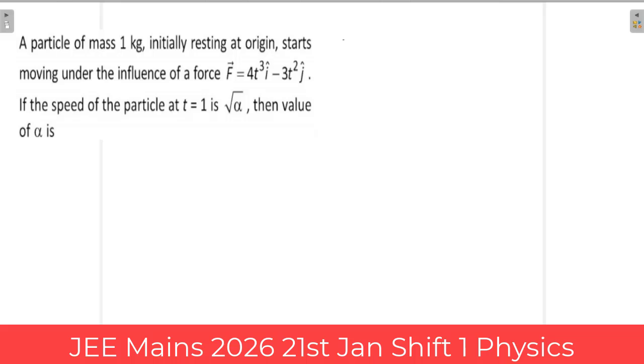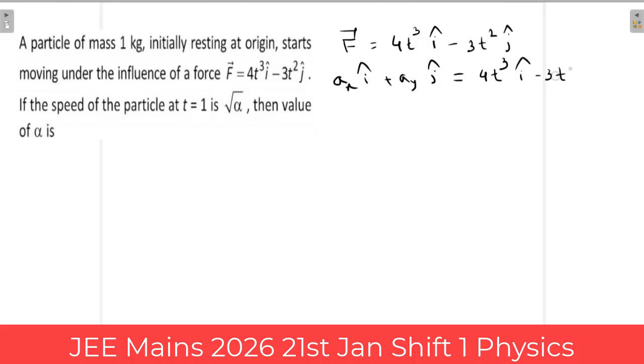So here the force F is given as 4t³ i cap minus 3t² j cap. So the particle has a mass of 1 kg, that is, force is equal to mass times acceleration. Here m is 1. So this is ax i cap plus ay j cap is equal to 4t³ i cap minus 3t² j cap. So ax is 4t³.